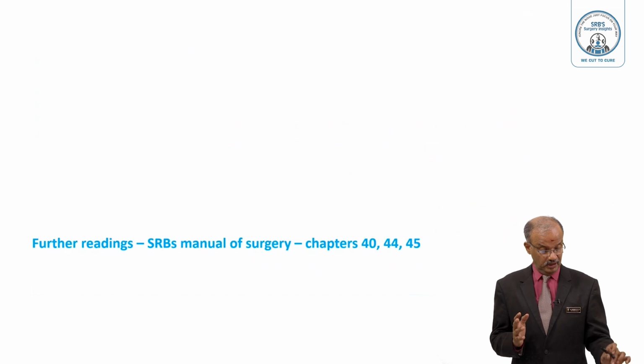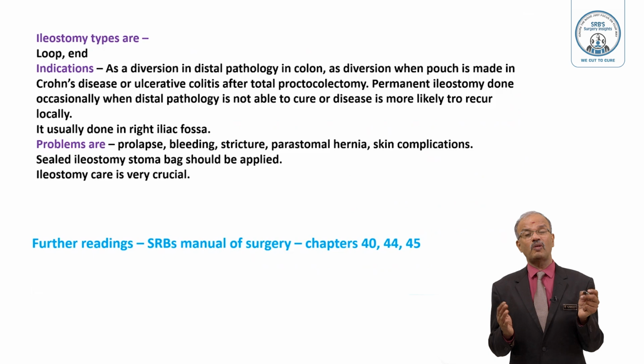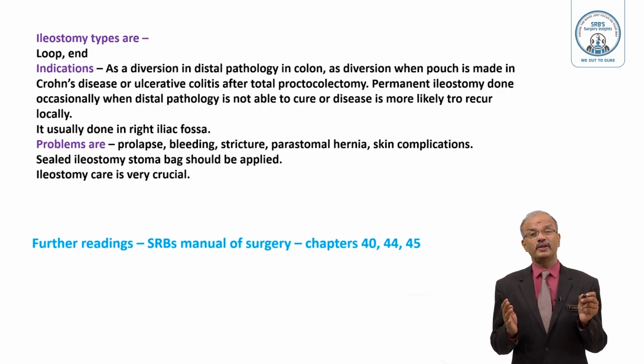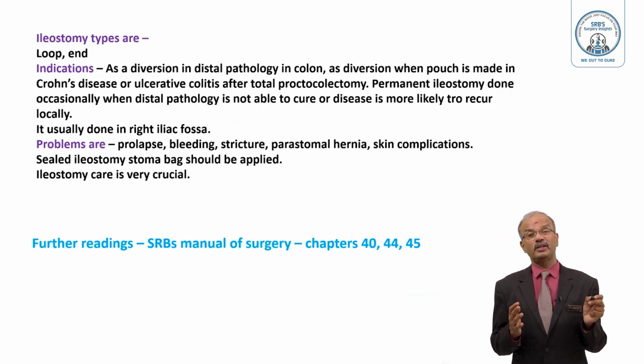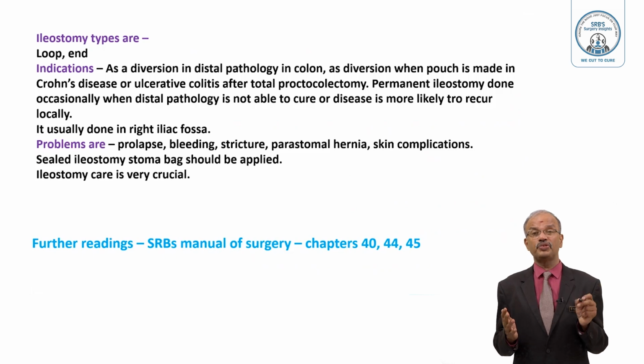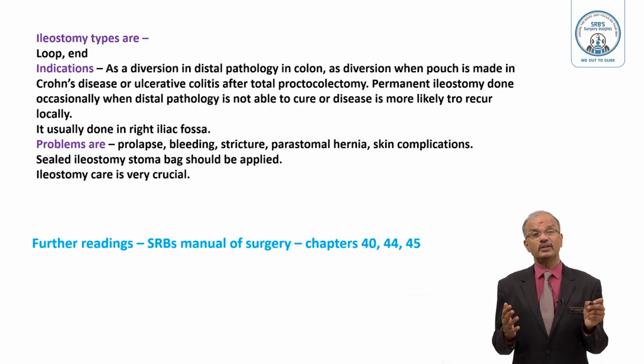And loop ileostomy, maybe loop and end, is commonly done for any colonic pathology. Usually it is done as a temporary one. Sometimes permanent ileostomy is done in total colectomy cases. Long-term ileostomy is done when you do a pouch after total proctocolectomy for Crohn's or ulcerative colitis, severe ulcerative colitis. And diversion ileostomy is done after anterior resection for rectosigmoid or proximal rectal growth to divert, so that it promotes the healing of the anastomosis there.